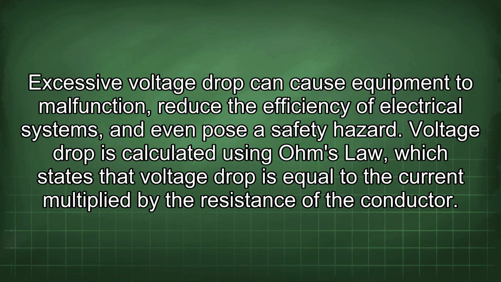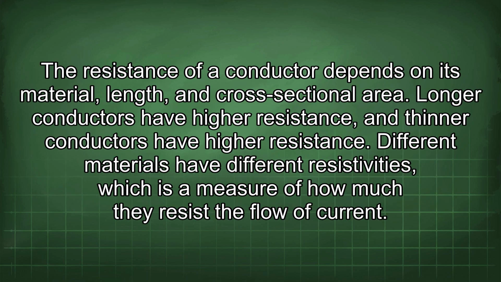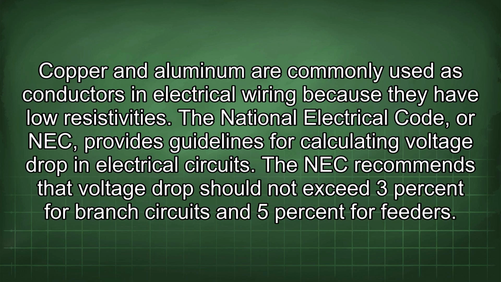The resistance of a conductor depends on its material, length, and cross-sectional area. Longer conductors have higher resistance, and thinner conductors have higher resistance. Different materials have different resistivities, which is a measure of how much they resist the flow of current. Copper and aluminum are commonly used as conductors in electrical wiring because they have low resistivities.